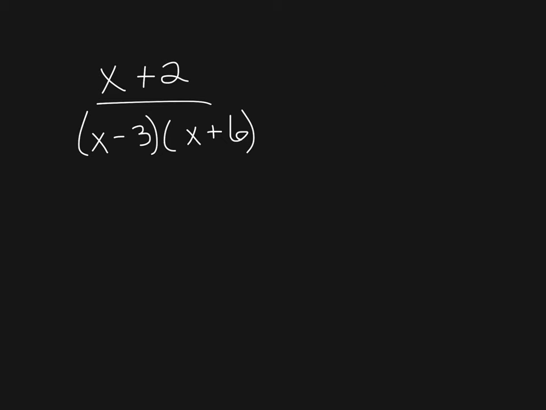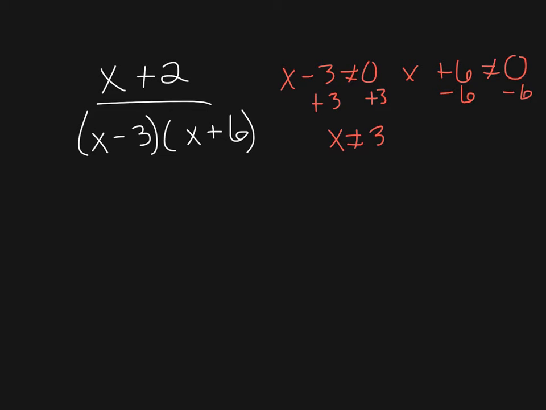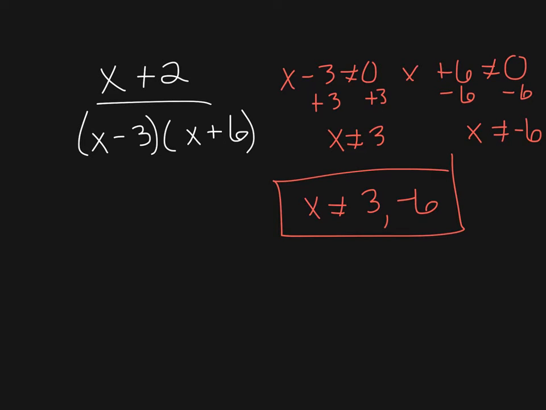All right, in this example, we have two factors in the denominator. So x minus 3 cannot equal 0, and x plus 6 cannot equal 0. In this first one, we add 3 to both sides. So x does not equal 3. Over here, we subtract 6 from both sides. So x does not equal negative 6. So x cannot equal 3 or negative 6 are your excluded values.